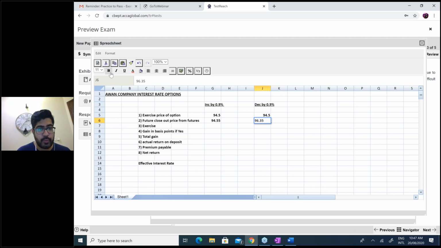So we have exercise price 94.5, and the futures closeout price from futures in case of increase and in case of decrease. Where did this come from? We already computed it in futures step number 4. In case of increase it was 94.55, in case of decrease it was 96.35. Now the third step, exercise, yes or no. You need to write yes or no.